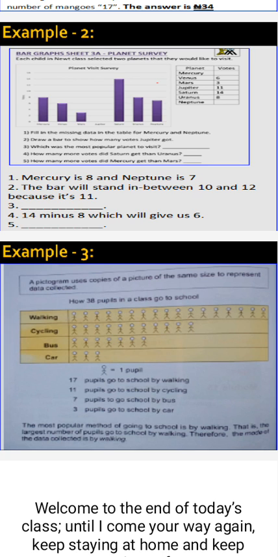So we'll be dealing with mode, median, and mean in our next class. Mode has to do with which number appears the most, the one with the highest frequency. Then mean is the average, while median has to do with the middle number when you arrange either in ascending order or in descending order.